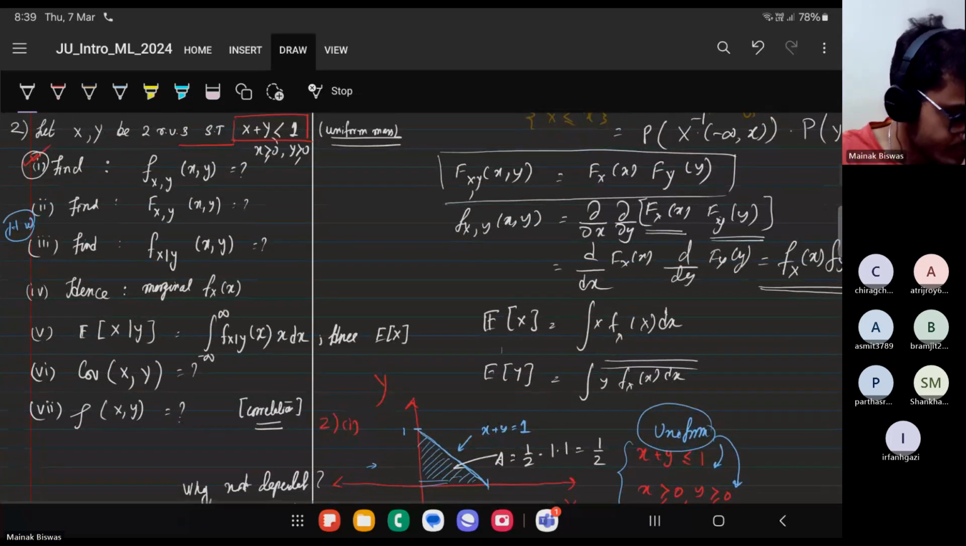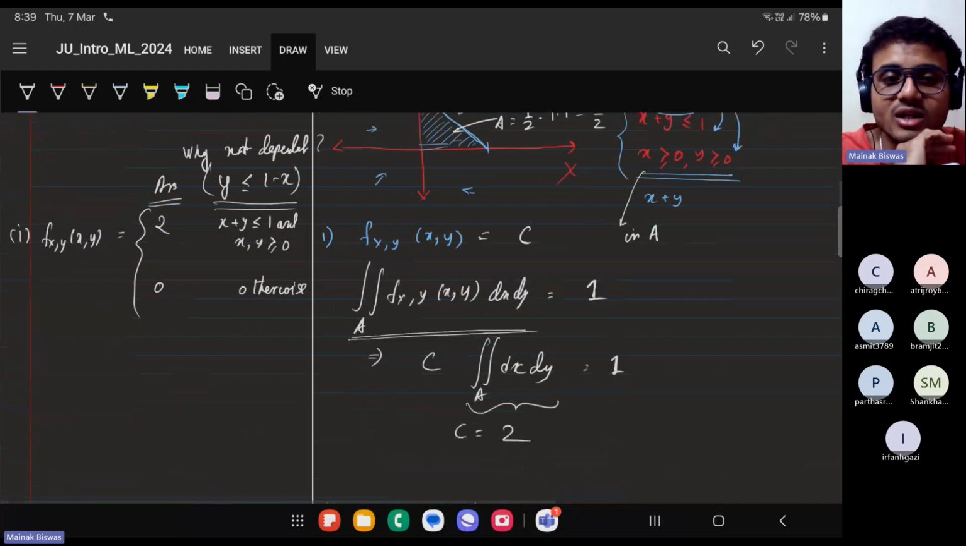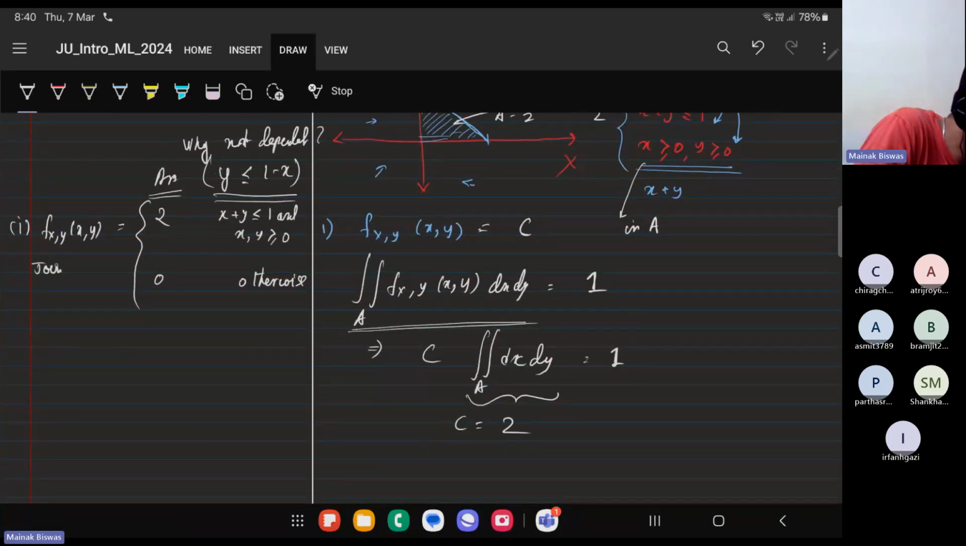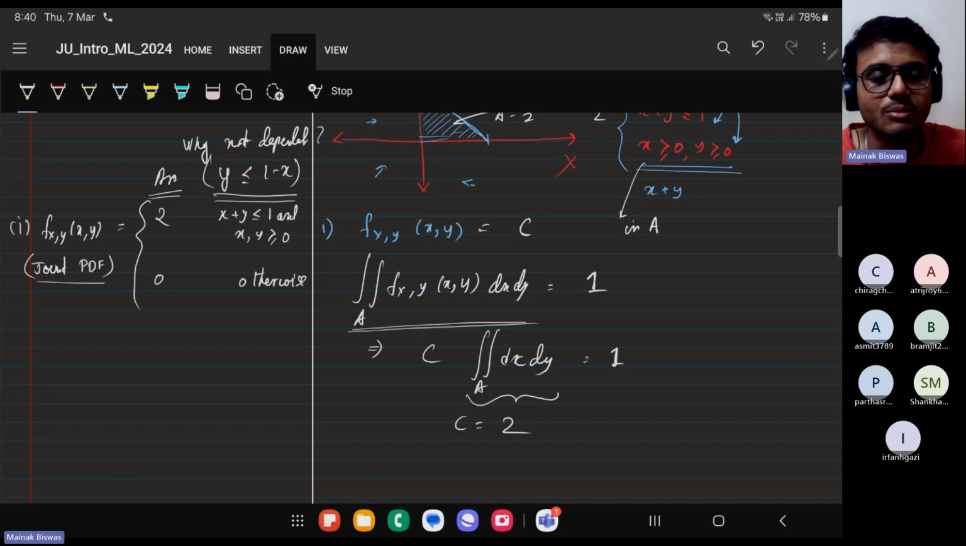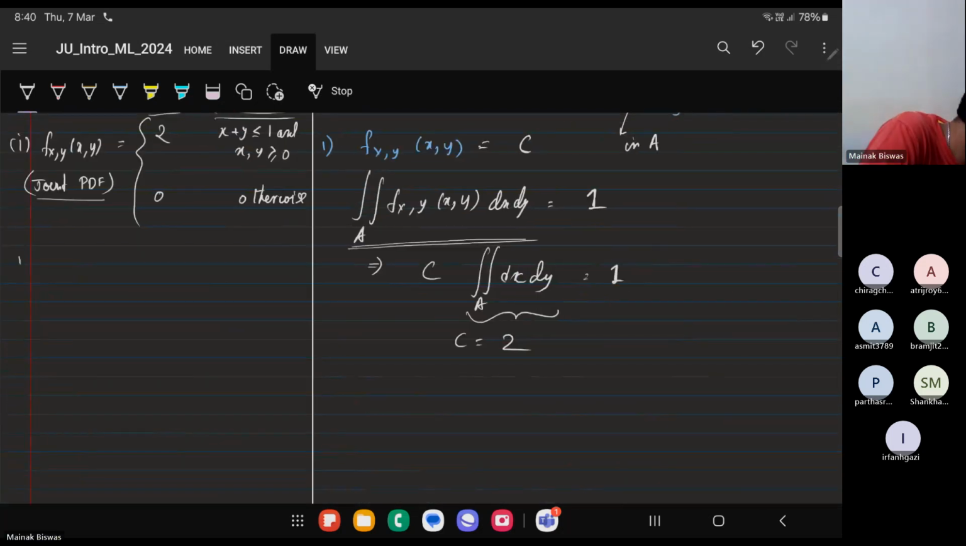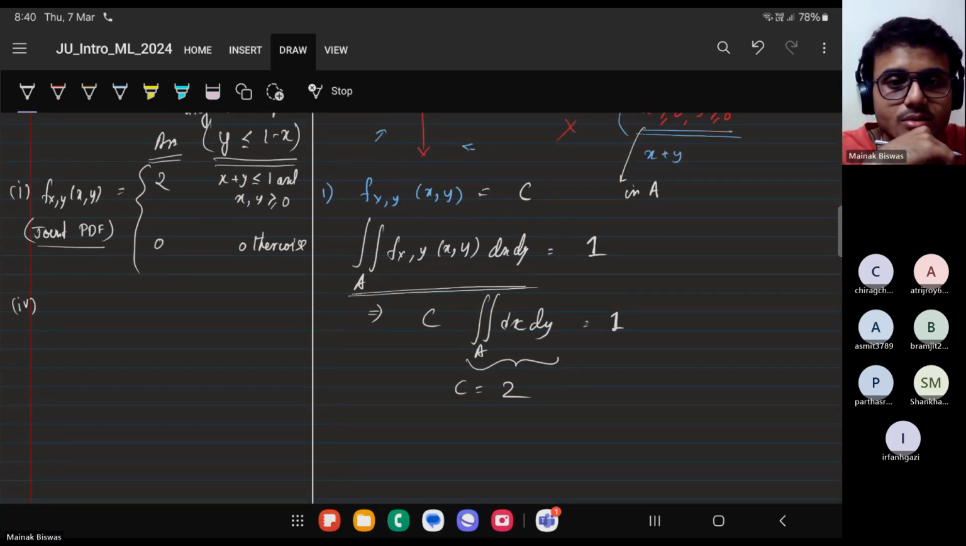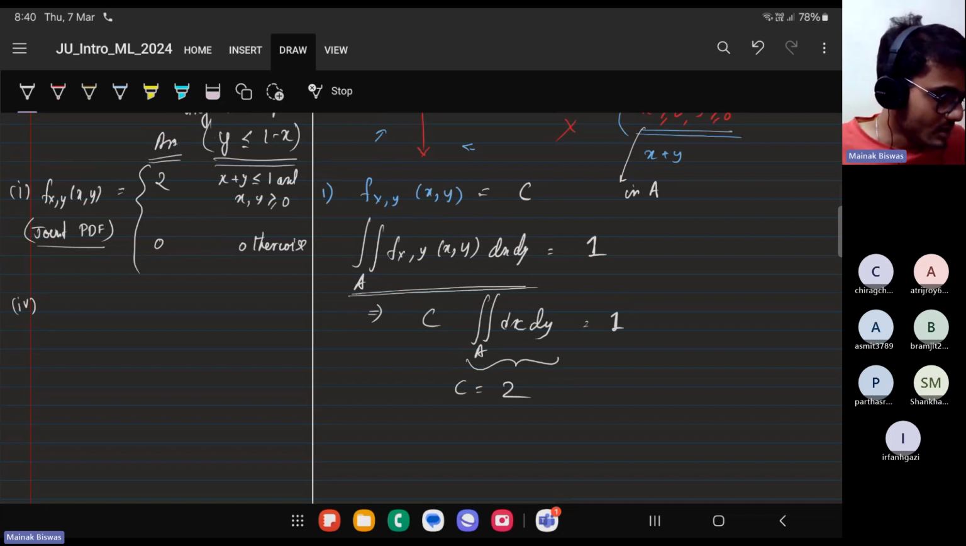Next comes the interesting question. What is the marginal? Before that, did you understand what the joint PDF is? This is the joint PDF. Did you understand how I got it? I'll wait a few seconds, and if there is no doubt, I'll proceed to the marginal. If there is any doubt, I'll do number 4 first. Okay, so this is easy peasy. Good.